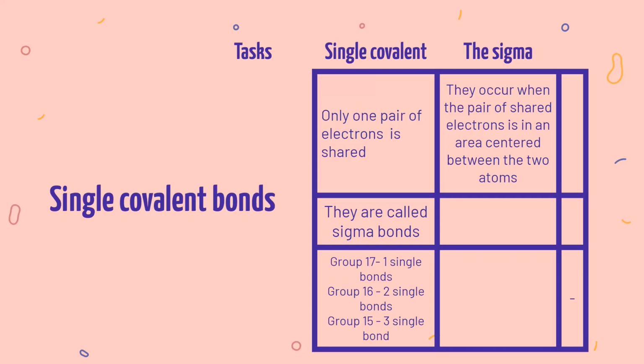In a single covalent bond, only one pair of electrons is shared. And these single covalent bonds are called sigma bonds. An element from group 17 has one single bond. Elements from group 16 can make two single bonds, and elements from group 15 create three single bonds. And these are called sigma bonds. These occur when the pair of shared electrons is in an area centered between the two atoms.